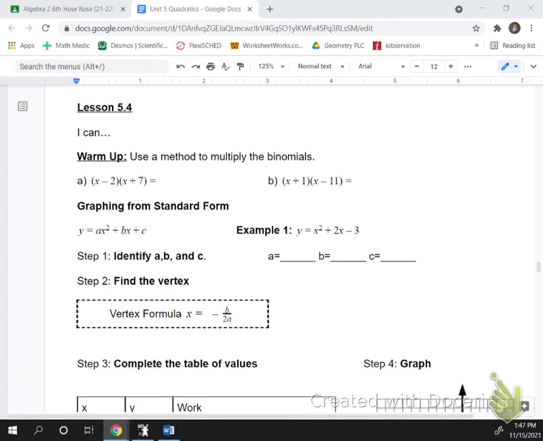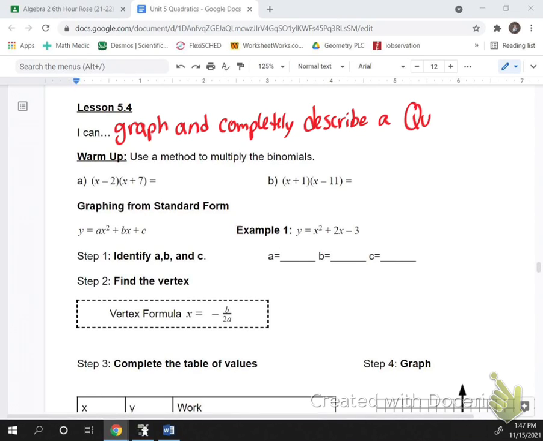So today the goal is I can graph and completely describe a quadratic from standard form. That's the biggest difference. We've been working with vertex or graphing form. Today it's standard form.